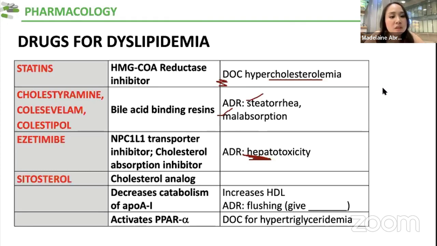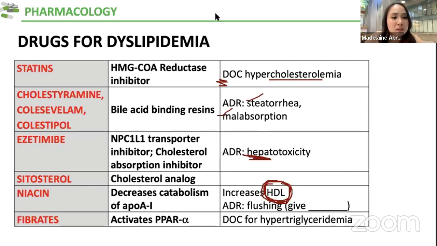Your sitosterol is a cholesterol analog. Your niacin, natanong din to. Increases HDL. So pag tinanong sa boards, anong bibigay sa may low HDL? Answer, niacin. The common side effect ng niacin is flushing, wherein you should give what treatment? Again, for niacin causing flushing, you give aspirin. Aspirin for the flushing caused by niacin.